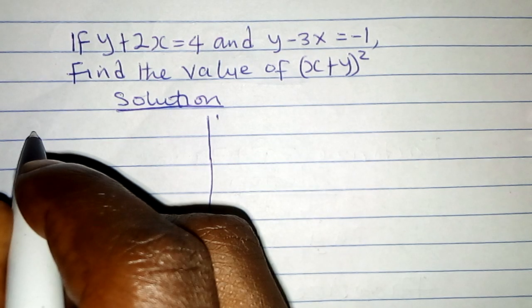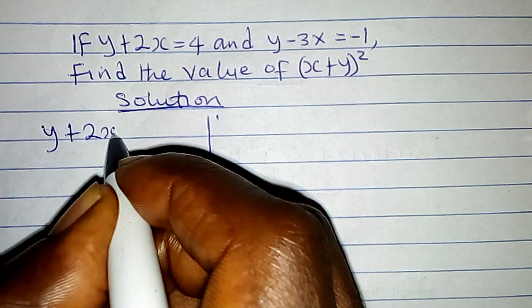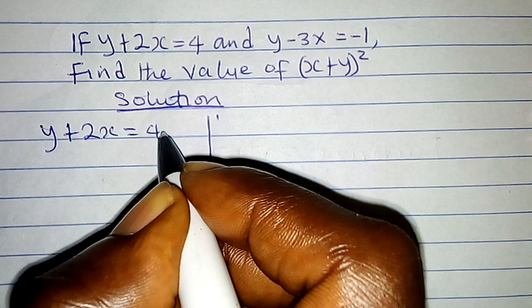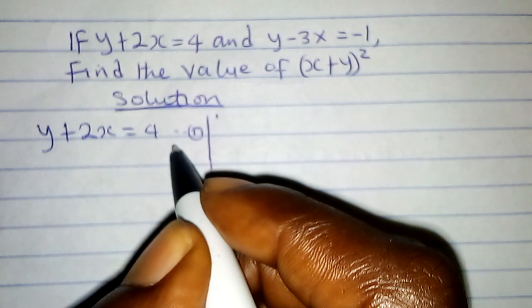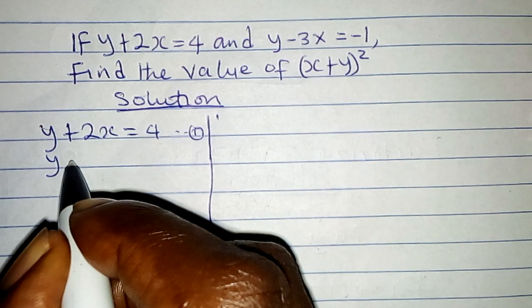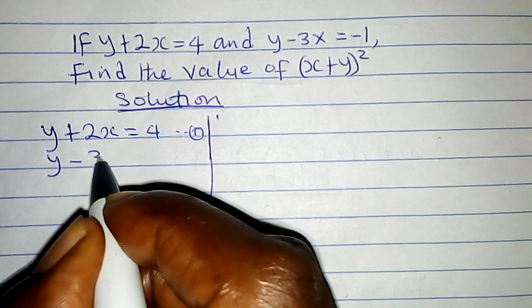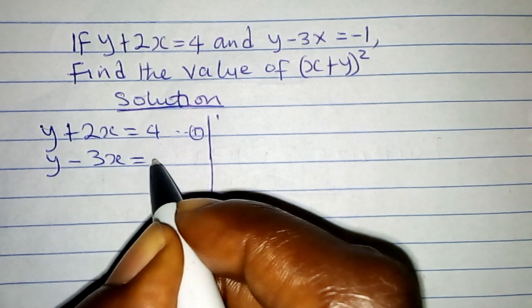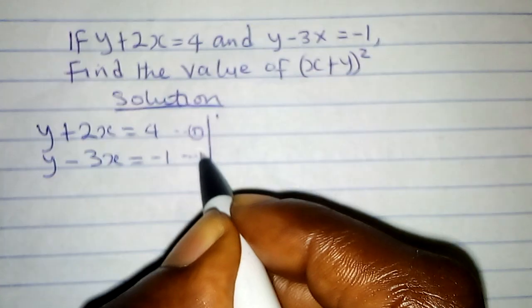So let's say y + 2x = 4. Let's see this as our equation 1. y − 3x = −1. Let's see this as our equation 2.